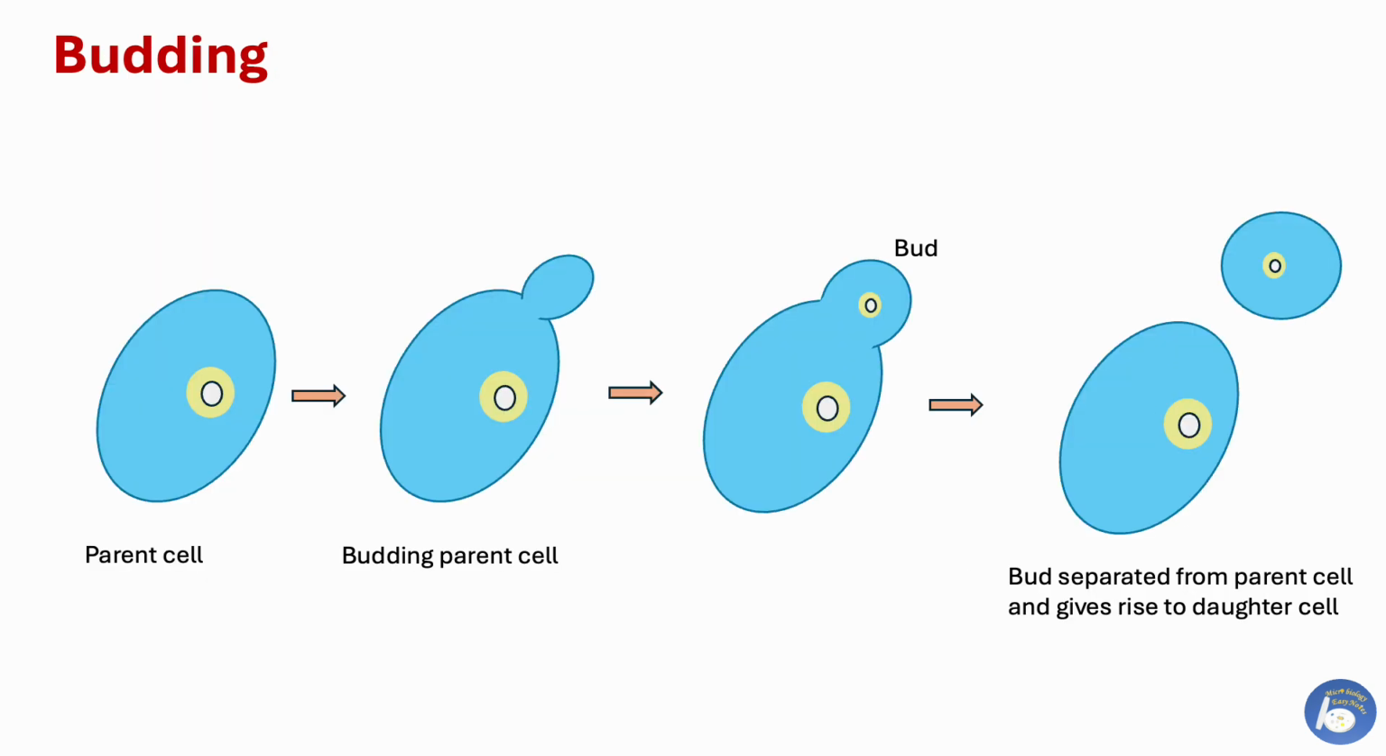Budding. In this method, a new individual develops from a bud of an existing organism. When the bud matures, it separates from the parent cell and becomes an independent cell. In some protozoan species, buds may be produced from almost any point of the body, but in many cases, budding is restricted to specialized areas.